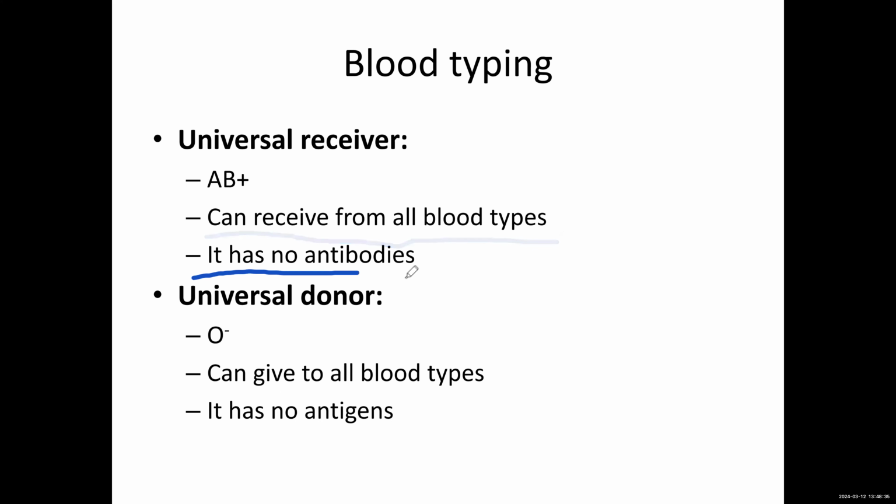It has no antibodies. Now, if we have a patient O negative, that means this patient doesn't have any antigen. So you can give this blood to anyone and there are no antigens to attack. So it can give blood to all blood types. So we have universal recipient, AB plus, and universal donor, O minus, right?